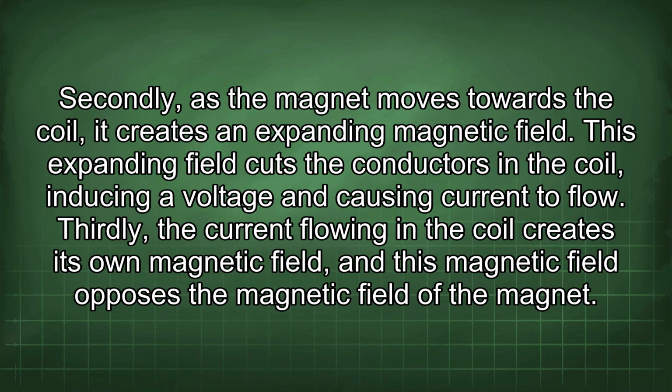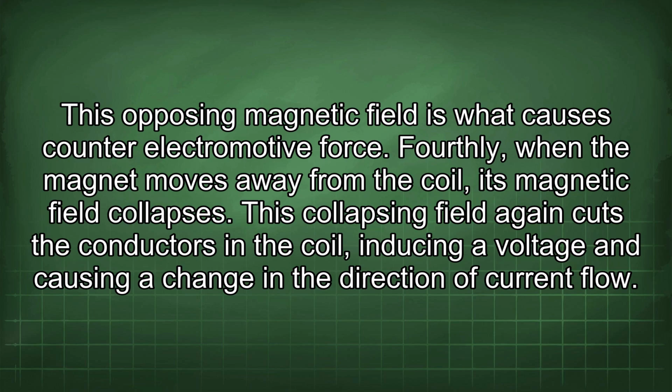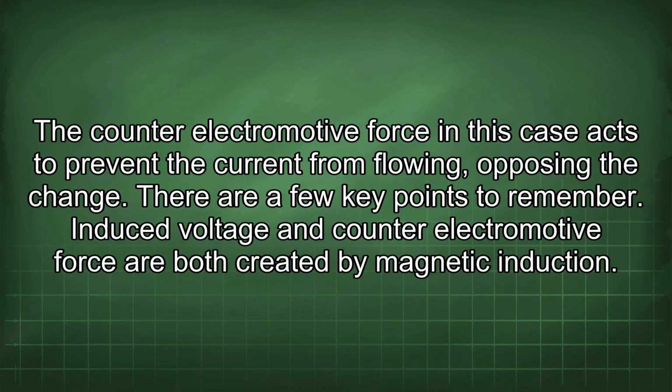Thirdly, the current flowing in the coil creates its own magnetic field, and this magnetic field opposes the magnetic field of the magnet. This opposing magnetic field is what causes counter-electromotive force. Fourthly, when the magnet moves away from the coil, its magnetic field collapses. This collapsing field again cuts the conductors in the coil, inducing a voltage and causing a change in the direction of current flow. The counter-electromotive force in this case acts to prevent the current from flowing, opposing the change.